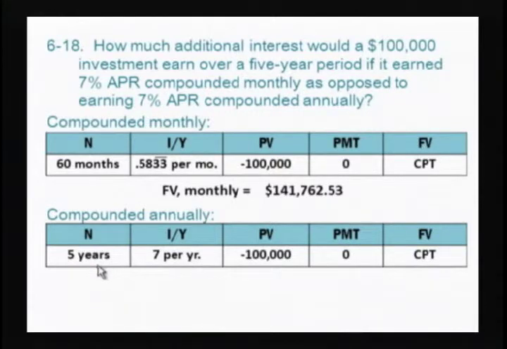So to do everything on an annual basis, we use 5 years, 7% per year. The $100,000 investment will grow into $140,255.17 for the annual compounding.